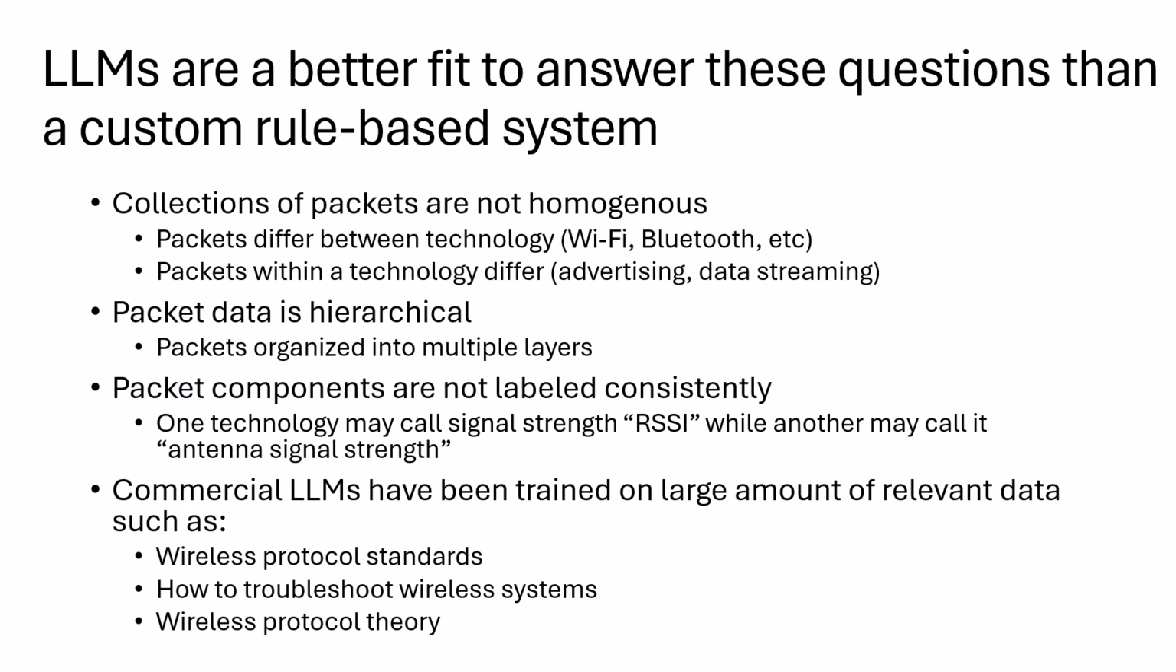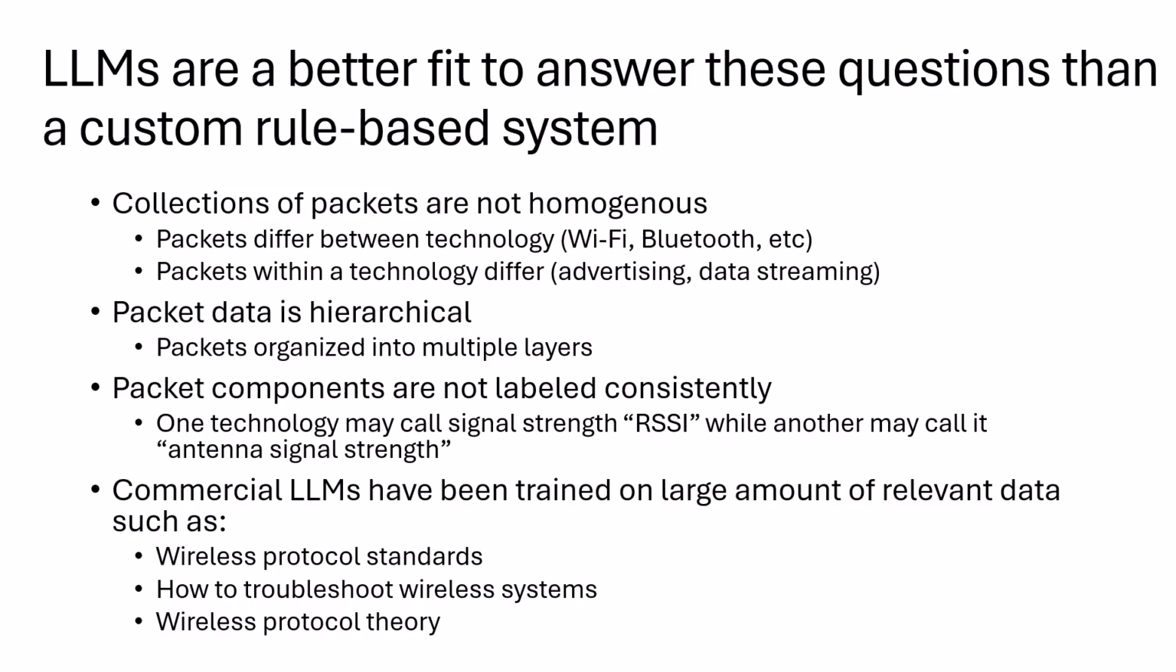Also, the components aren't always labeled consistently. So, what one technology may call the received signal strength of that packet, so how much RF energy it had, RSSI, another may call it antenna signal strength. So, if you're going to compare data from Wi-Fi and Bluetooth, there could be difficulties in not having consistent labels between those two standards.